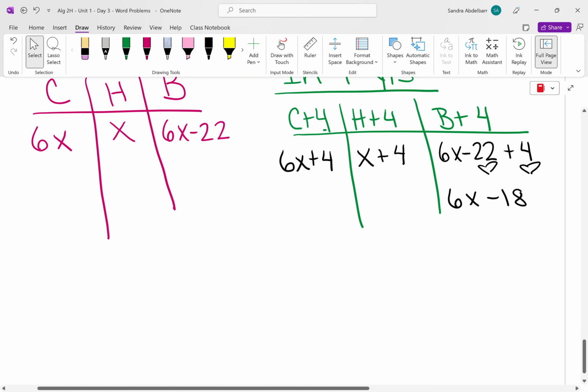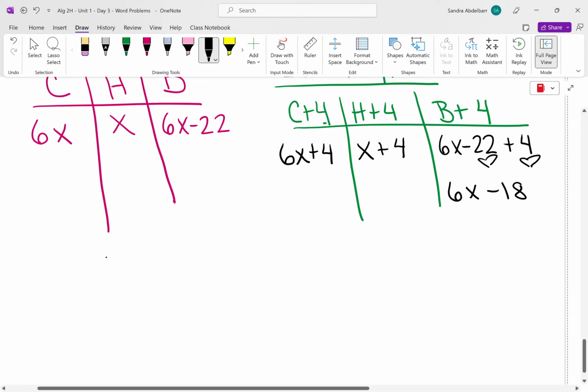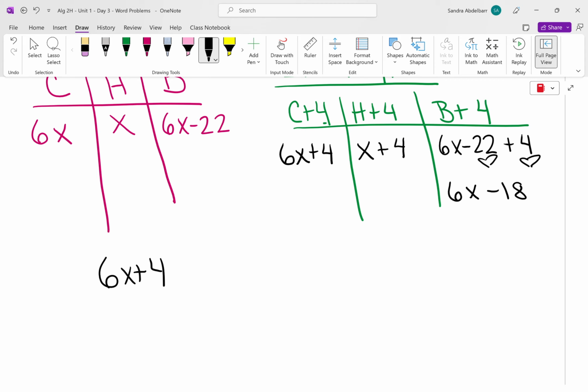Carol's age will be twice the sum of Howard and Betty's ages. All right, so Carol's age, well, isn't Carol's age 6x plus 4? She's going to be twice the sum of Howard and Betty's ages. So what does that mean? I'm going to take Howard and Betty's ages, add them together, and multiply by 2. You got it.